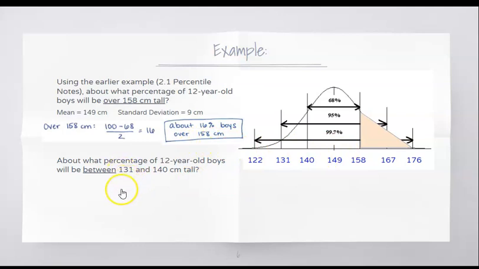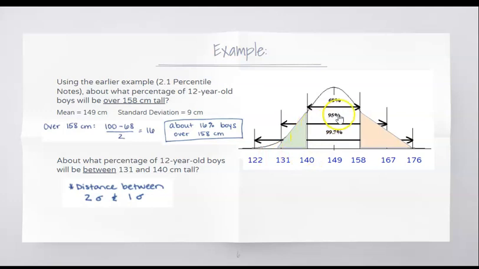About what percentage of 12-year-old boys are between 131 and 140? Okay, well, look at my picture. 131 and 140 are right here. It's this little sliver of the chart that I'm looking for. So there are multiple ways you can find that percentage. It's really the distance between 1 standard deviation and 2 standard deviations out.